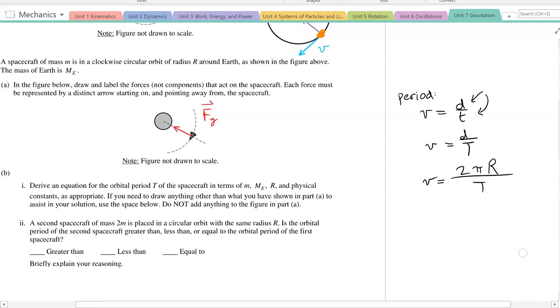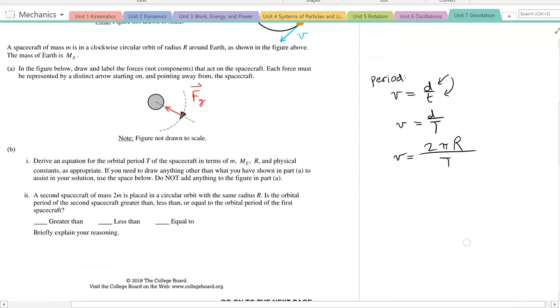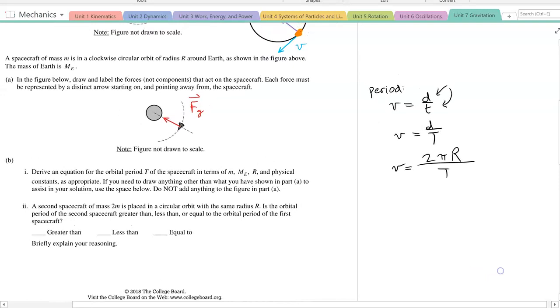You can actually, if you really wanted to, solve for the period, but you'll see that you shouldn't, because it will actually be more work. Okay, so now what? How do we relate the period, which we found an equation for, with the spacecraft and the mass of the Earth and the radius? We have the radius, we need the mass of the Earth. That's kind of weird. Well, let's look at part A again.